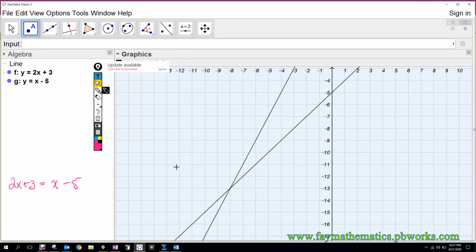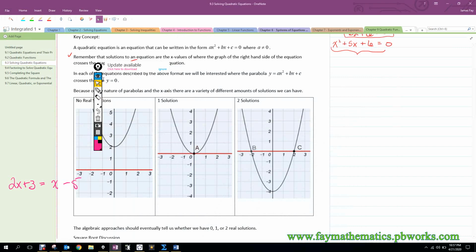If I look at that point, the x value is -8, and that's exactly what we would have found if we had solved this using our algebraic procedures or analytical approaches. So that's kind of what we're going to be doing here with quadratics. Now the left-hand side is just going to be a parabola, and the right-hand side is actually going to be a line, and we'll explain that here.